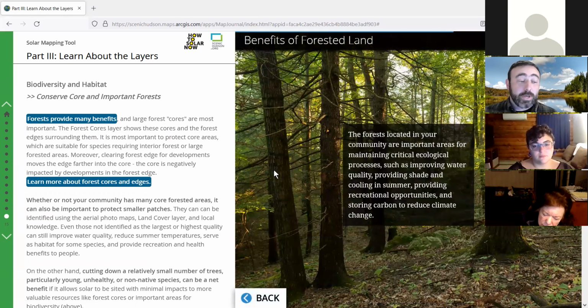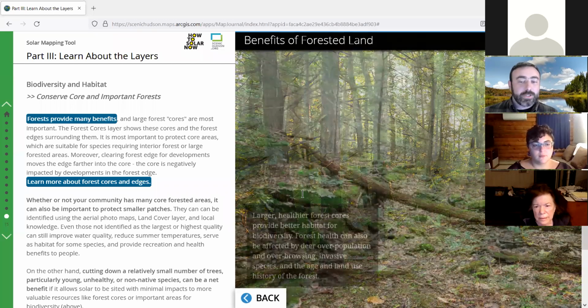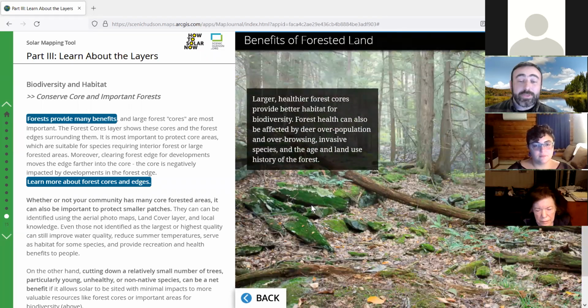In addition to sequestering carbon and storing carbon, which mitigates climate change, they're also really important for biodiversity. They improve water quality, they filter rainfall, they provide shade and cooling in the summer. There are obvious recreational benefits for people in forests. And so obviously they're a great thing to have on the landscape, and we want to protect them as much as possible.